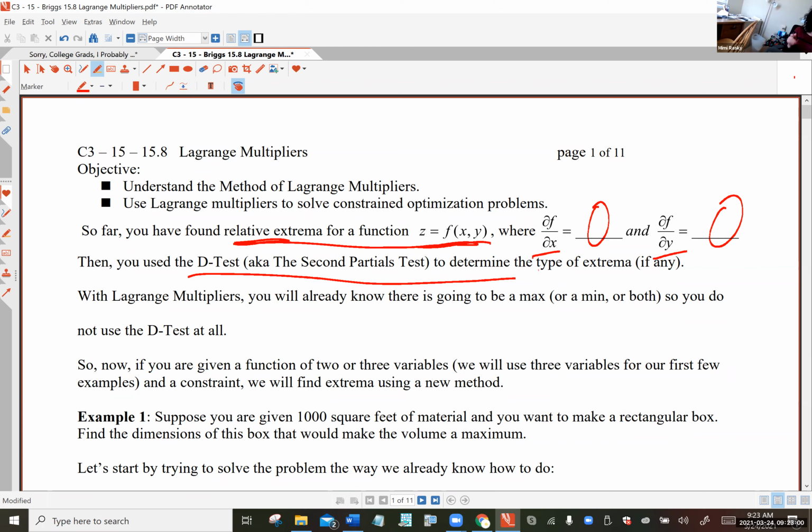You already know there's going to be a max and a min, possibly. You might even be asked for both. So you don't ever use the d-test at all. Really? Yeah. In fact, you'll never have to bother getting second partials with the method of Lagrange, which is kind of cool. The first partials, yes. Second partials, no.